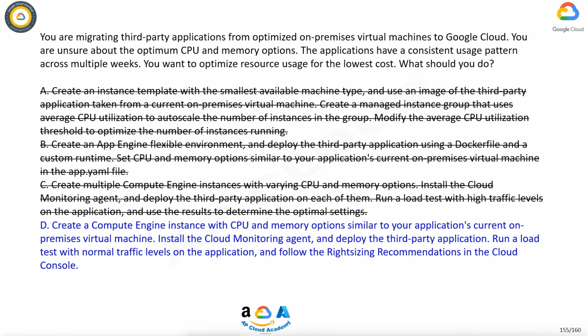Correct answer, D. Create a Compute Engine instance with CPU and memory options similar to your application's current on-premises virtual machine. Install the Cloud Monitoring Agent, and deploy the third-party application. Run a load test with normal traffic levels on the application, and follow the right-sizing recommendations in the Cloud Console.